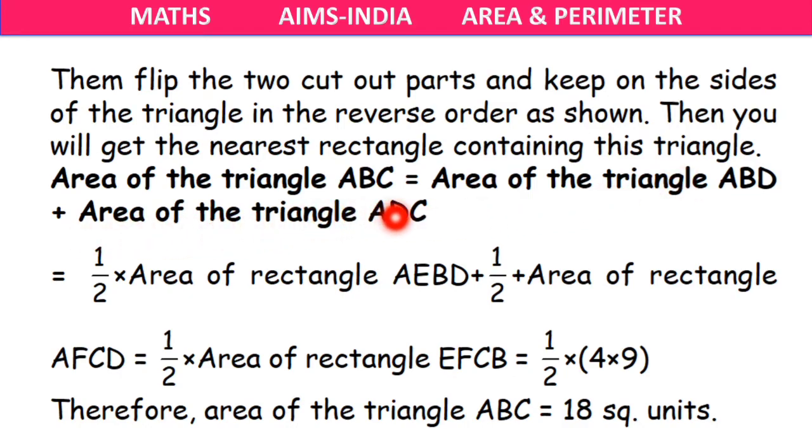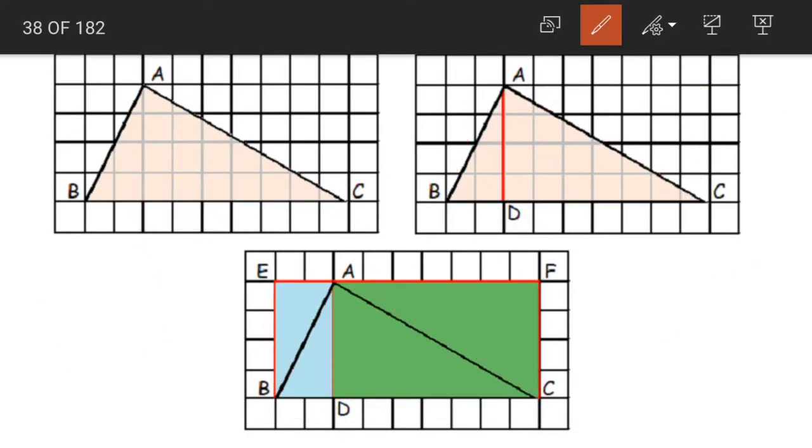Area of the triangle ABC is equal to area of the triangle ABD plus area of the triangle ADC. Now what are they saying here? What is our main goal? We have to find out the area of this triangle. That is, what is the name of this triangle children? ABC. Area of the triangle ABC is equal to, how will we get this area? Now we have divided this triangle into two triangles. See, now this point here becomes D. Yes, we have divided the triangle ABC into two triangles.